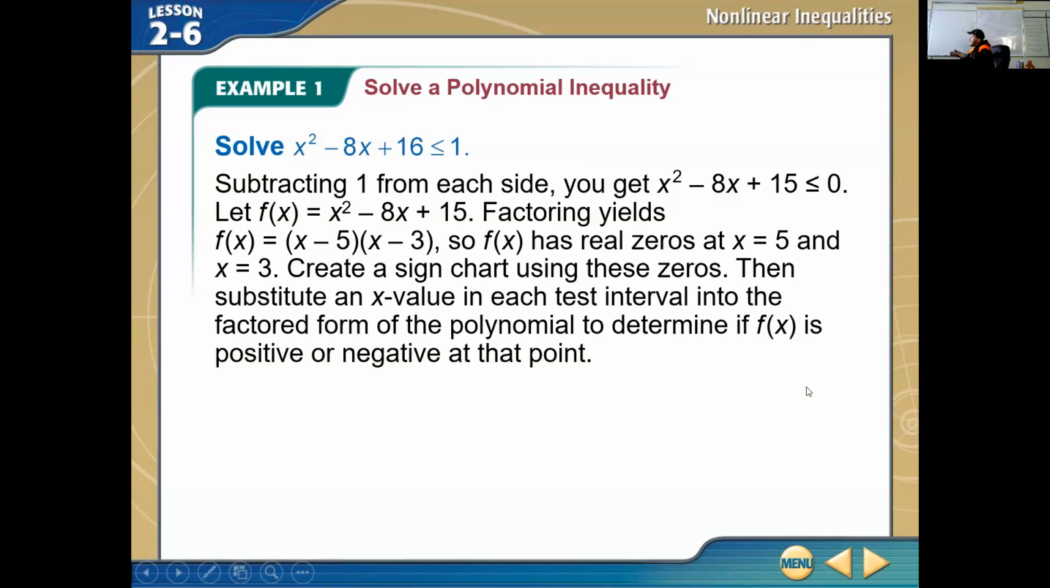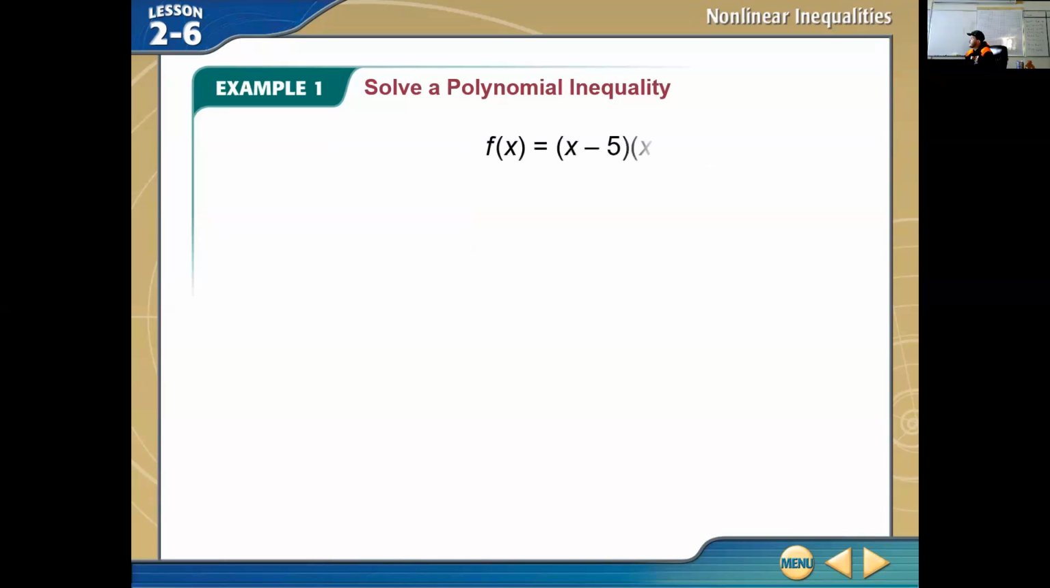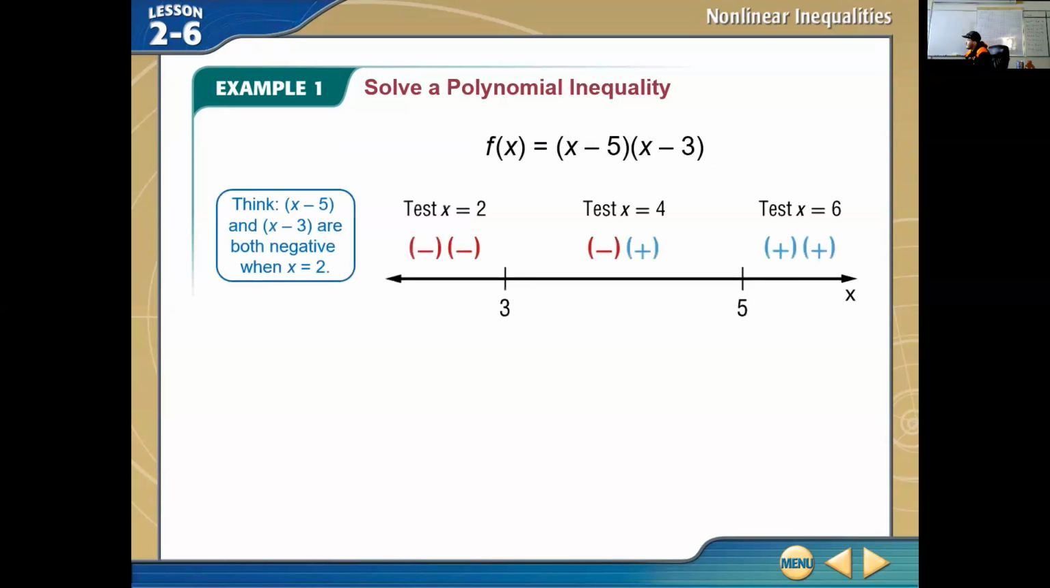Okay, but after we brought it over, we were able to find our zeros, and that's what allowed us to figure out if it was positive or negative, because once we brought that 1 over, we're comparing it to the x-axis. And wherever it was negative is going to solve our polynomial inequality. Okay?